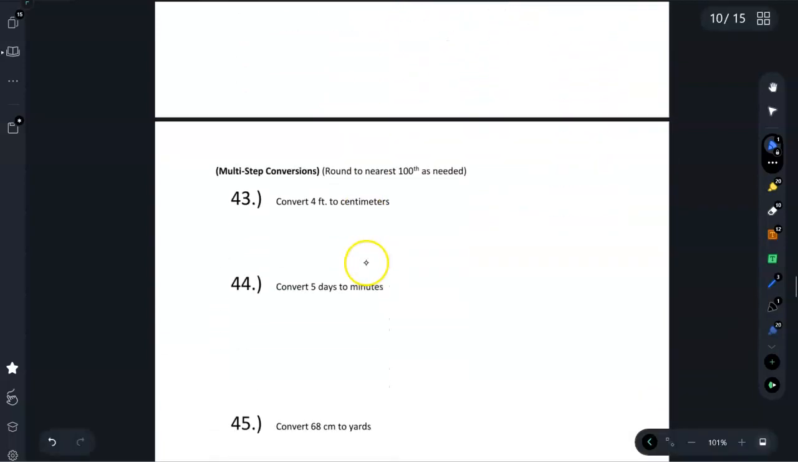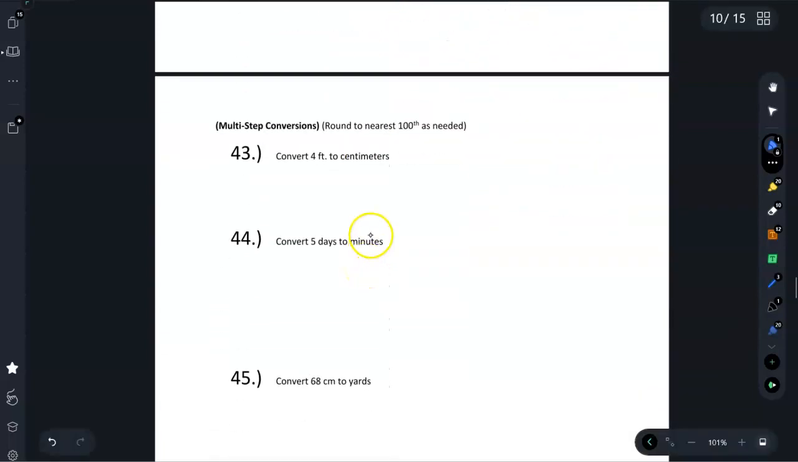All right, and then we got into multiple step conversions, which this one you really need to write out and use dimensional analysis. Here I have 4 feet, and I want to go to centimeters. So when I start with 4 feet, I do not have a unit that goes from feet to centimeters. So even though that's what I would want to do, I can't go there quite yet.